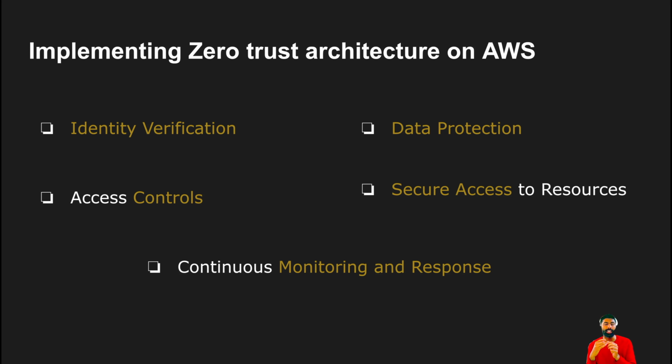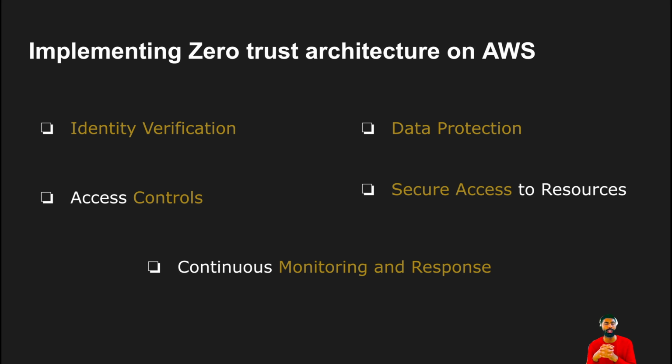The third area is to secure access to the resources. In AWS, you can isolate workloads using Amazon VPCs and AWS subnets. You can also secure your API access using AWS API Gateway, and you can enforce authentication via Amazon Cognito, etc.